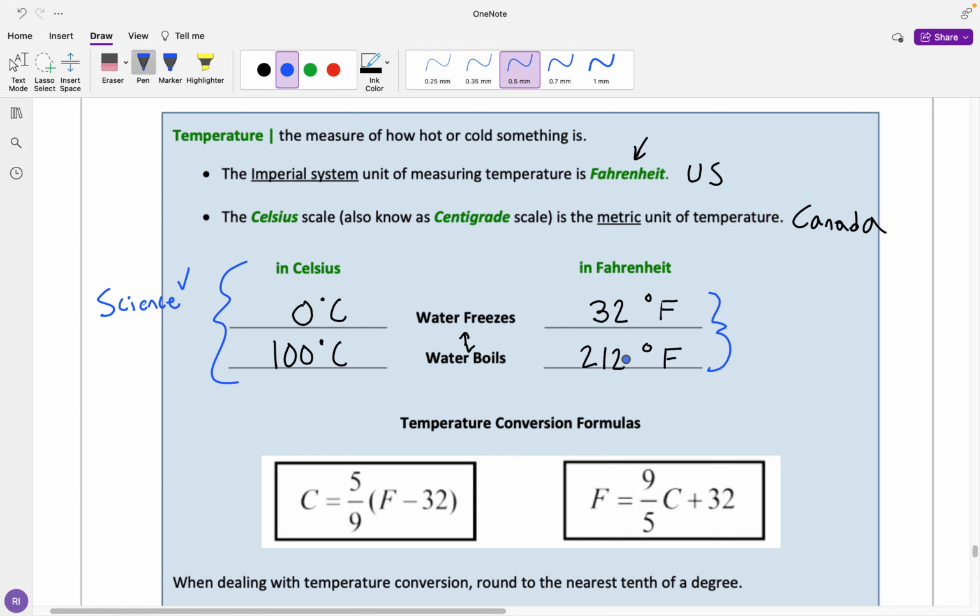32 and 212. So if you're setting a temperature in your house, like 68, 69, 70, you actually have a little bit more control over how warm or cold you want your house to be, because you have more stages of temperature. Whereas if you change your temperature in your house from 19 to 20, that might be like 2 or 3 degrees in the Fahrenheit system.